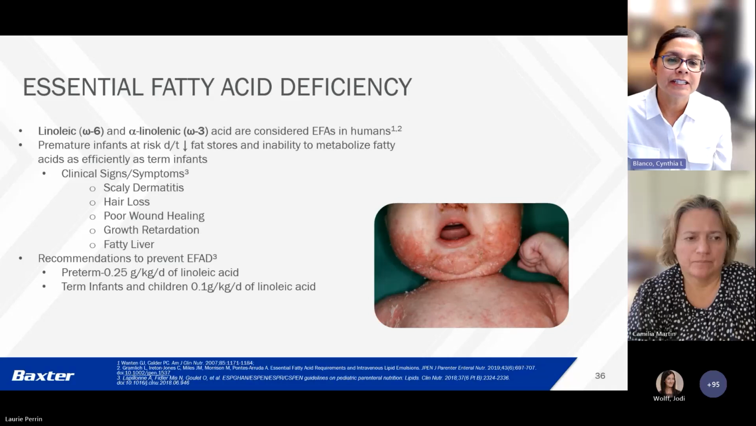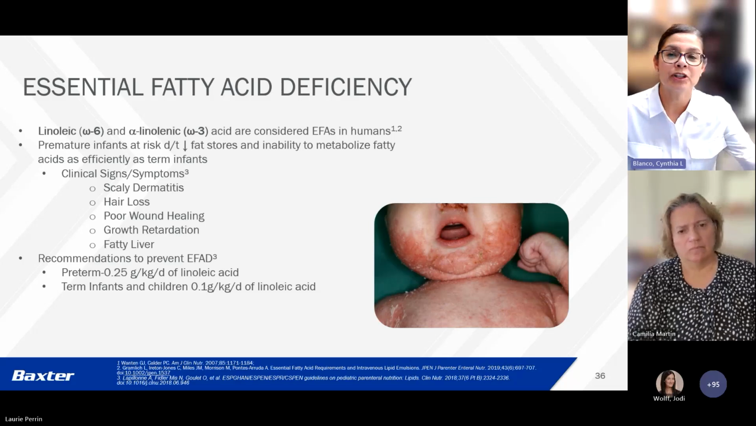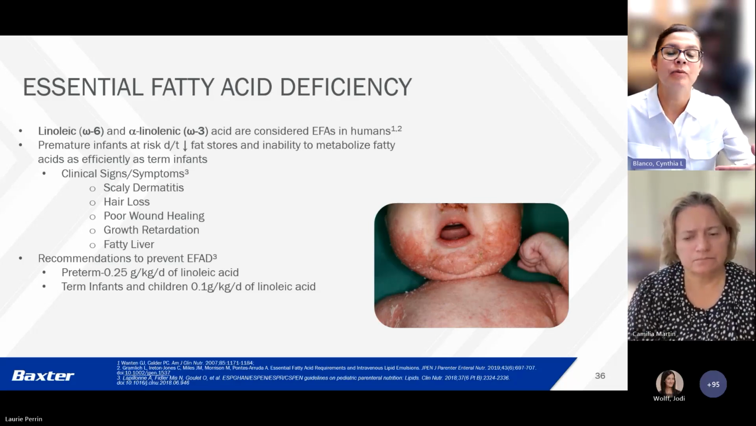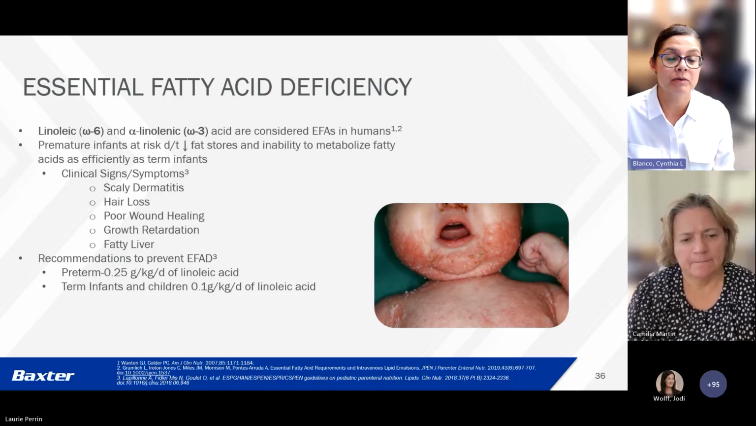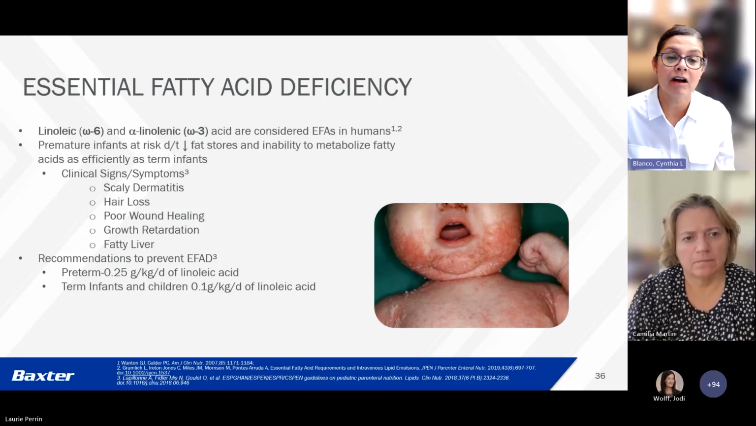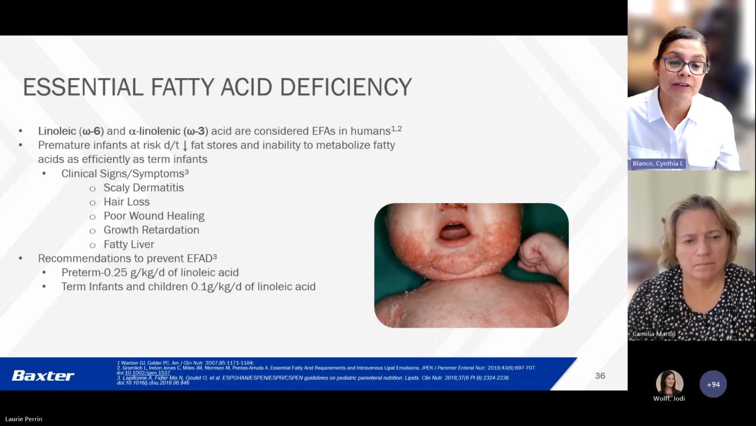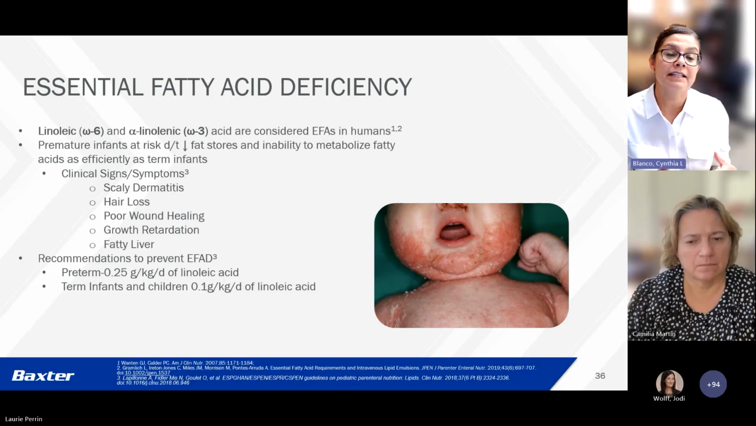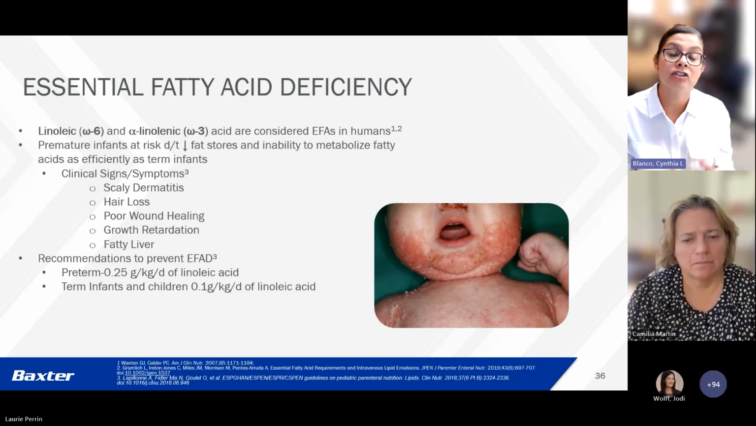We consider this deficiency from very early studies in the 70s and 80s, where it was more frequent in the late preterm babies that had RDS and that were not exposed to any lipids whatsoever. They can have clinical signs with scaly dermatitis, hair loss, poor wound healing, growth restriction, fatty liver. This is because linoleic acid and omega-3s and omega-6s are considered to be essential fatty acids in humans.